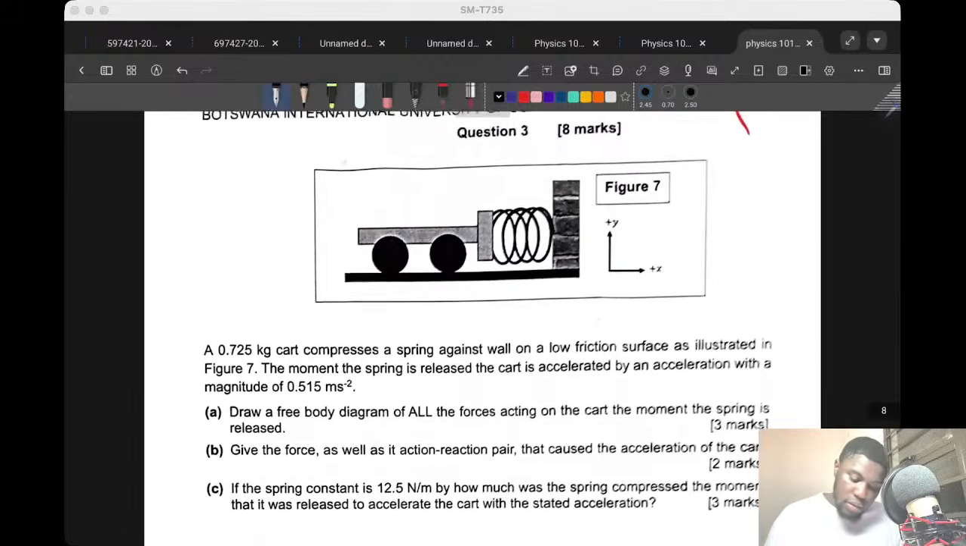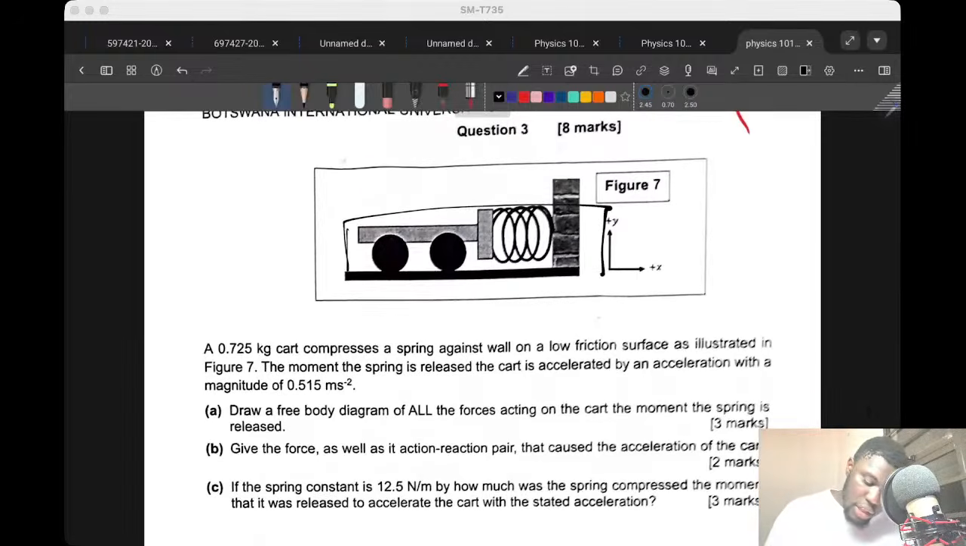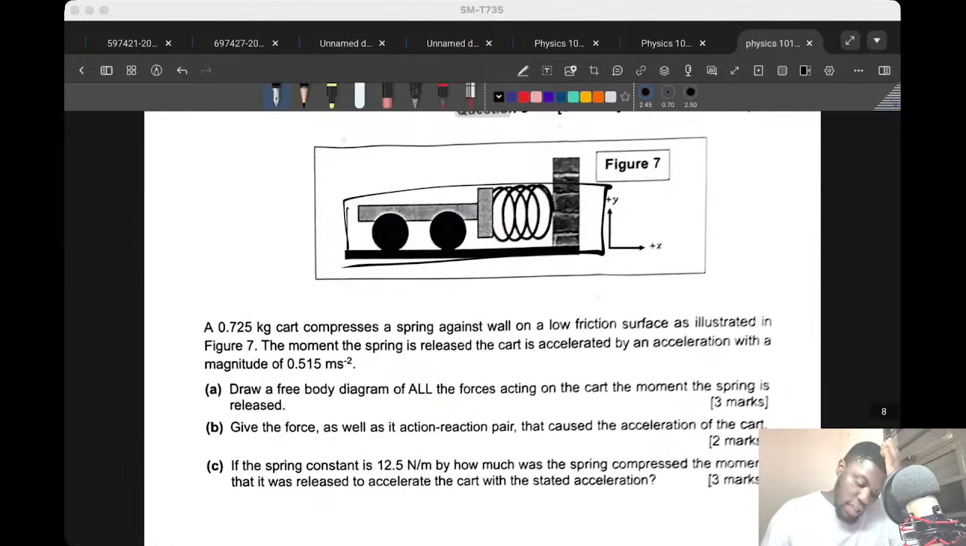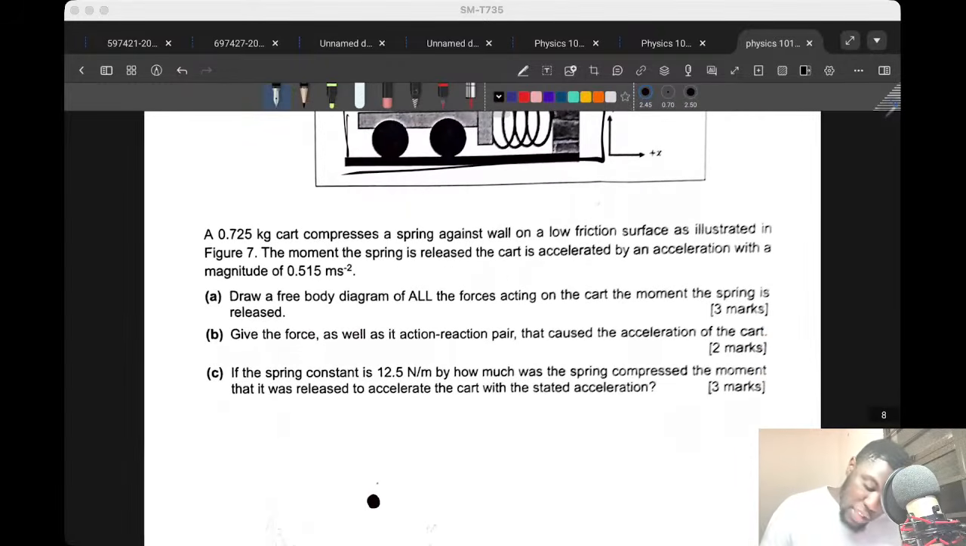Look at this one. Here we have a track or whatever it is. Do we care? No. Free body diagram, please. Time for the free body diagram. And let me give you a tip. Usually they'll tell you when the spring is now pushing back. So here they're saying, draw a free body diagram of all forces acting on the cart. Free body diagram, they'll tell you of who. Here they said of the cart, the moment the spring is released.